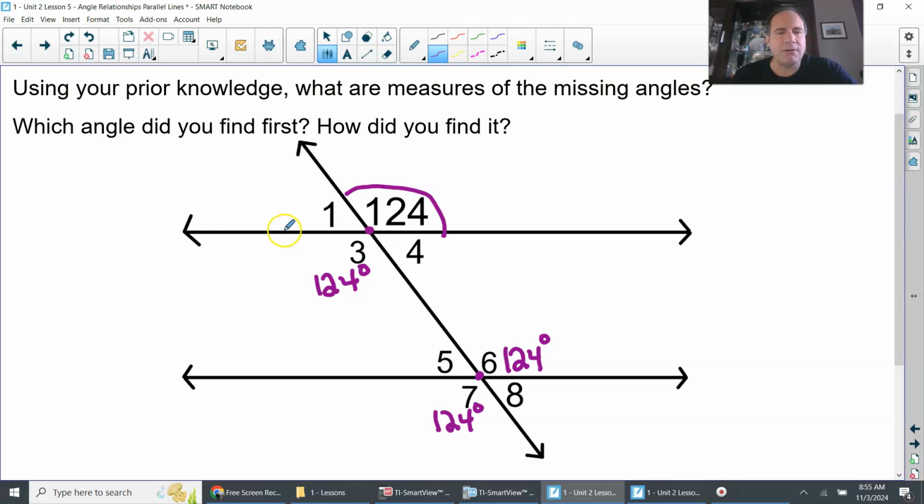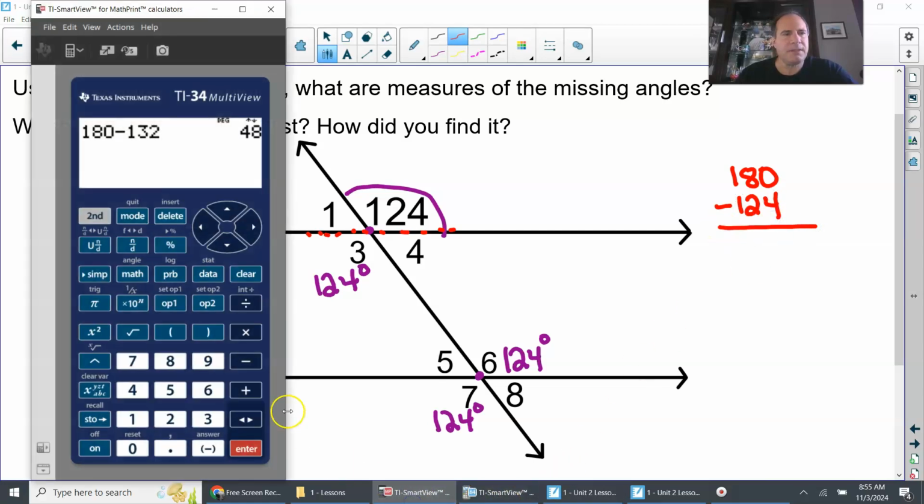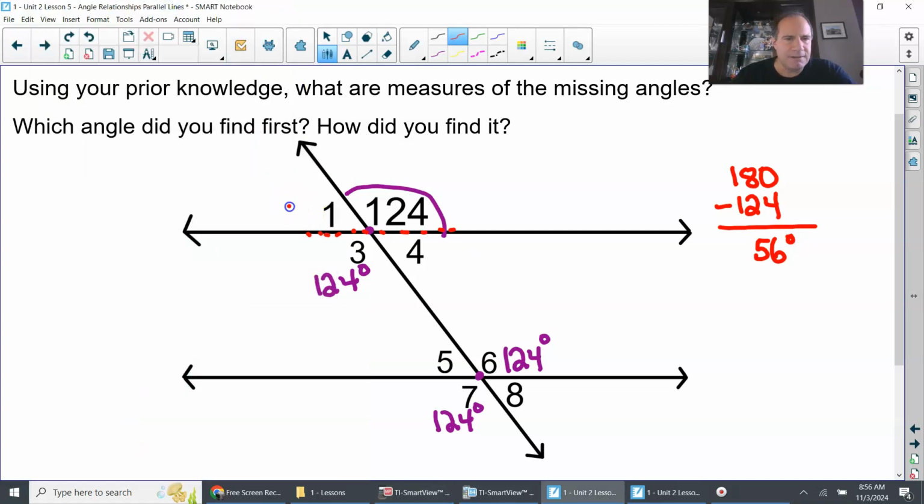So how do you find angle 1? This is part of a straight line. You can see the straight line right here. So we're going to take 180, that's our number, minus 124. We're going to grab the calculator and do 180 minus 124. Once we get our answer, we get 56 degrees. Once we get that, put the 56 in for 1.